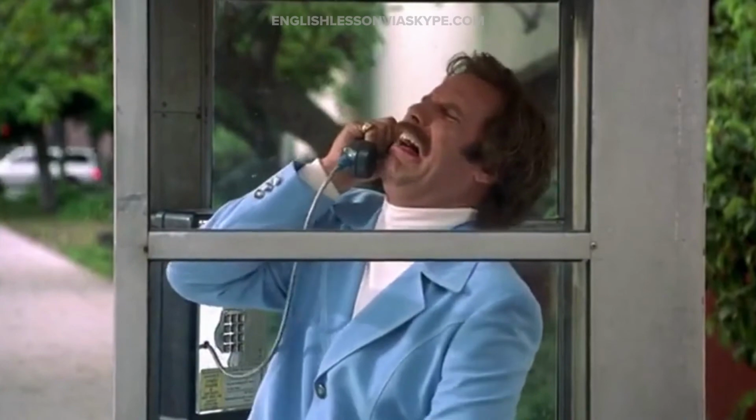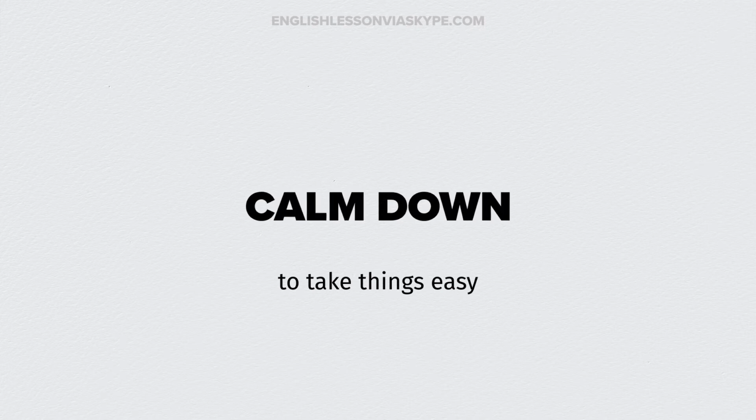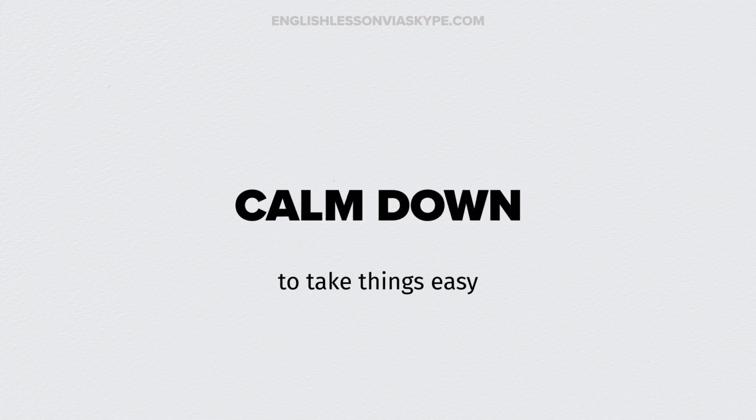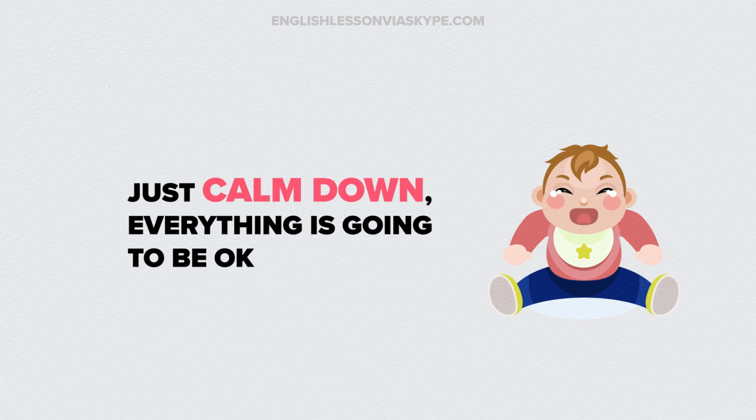Next one, to calm down. To calm down usually means to take things easy, particularly used when somebody's getting very excited. They may be shouting and screaming. So a mother might say to a child, just calm down, take it easy, we'll talk about it, everything is going to be okay. So you're trying to introduce an element of peace and quiet, and somebody's getting rather excited, shouting and screaming, and we ask them to calm down.